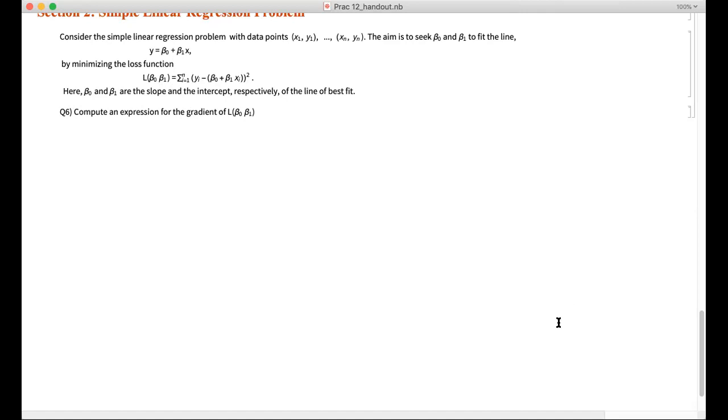Yeah, Ashish, you're right. Partial derivatives. So you start with computing the partial derivative with respect to beta 0 first, or otherwise beta 1 first. Take partial derivatives first of all. Okay, let me show you.